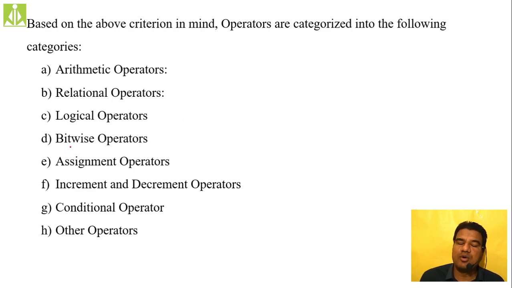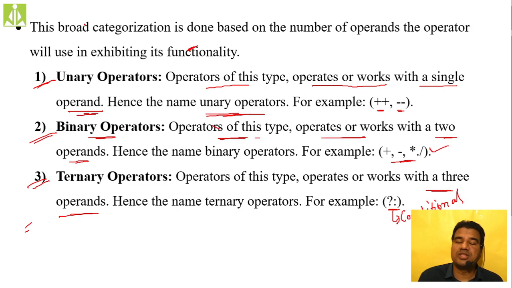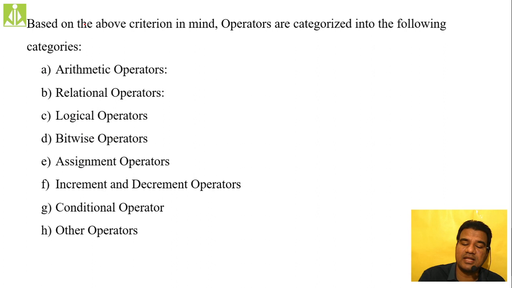Based on the above criterion, whatever operator types we discussed, these operators are broadly categorized into how many types here? I think 8 types: A, B, C, D, E, F, 6, then 7, 8. Eight categories. This categorization is based on the number of operands they require, and this category is something else.